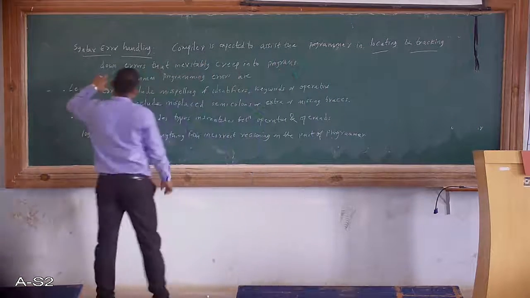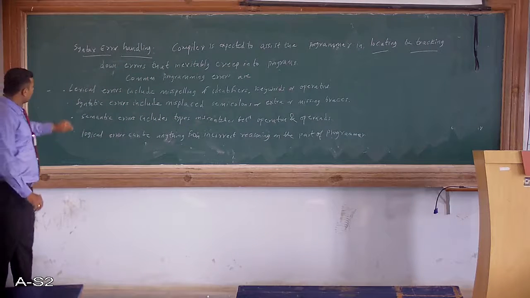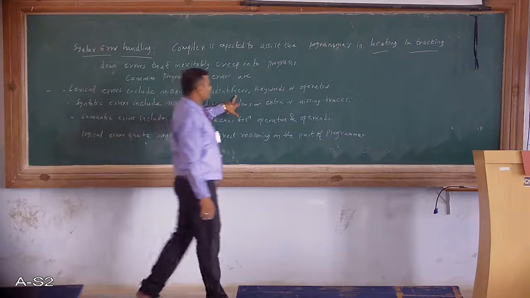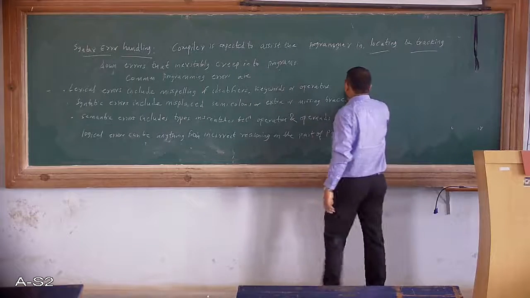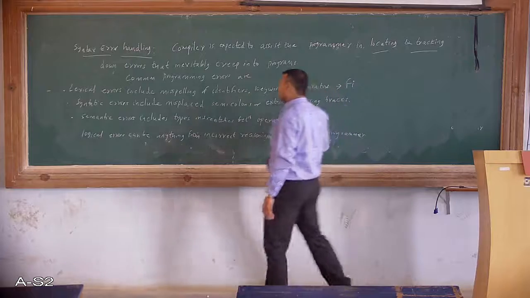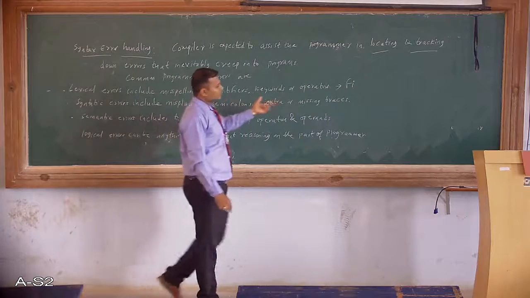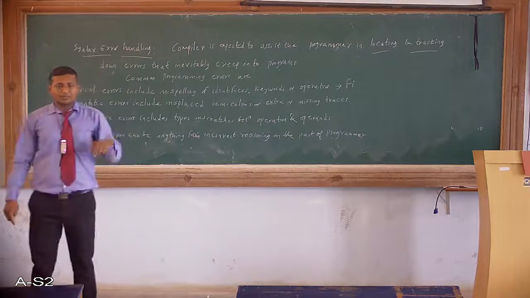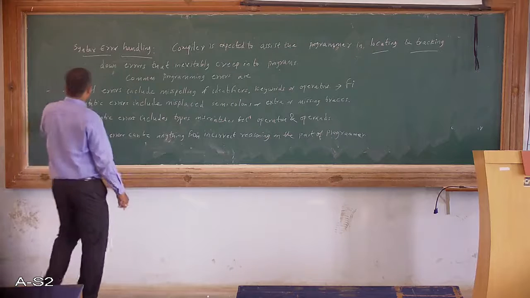The different types of errors occurring at different levels of programming are, first, lexical errors, which generally include misspelling of identifiers, keywords or operators. For example, if 'if' has been misspelled as 'fi', this is a lexical error. Similarly, syntactic errors include a misplaced semicolon or extra or missing parentheses. In C, each statement has to be terminated by a semicolon. If you miss that, we call it a syntactic error.